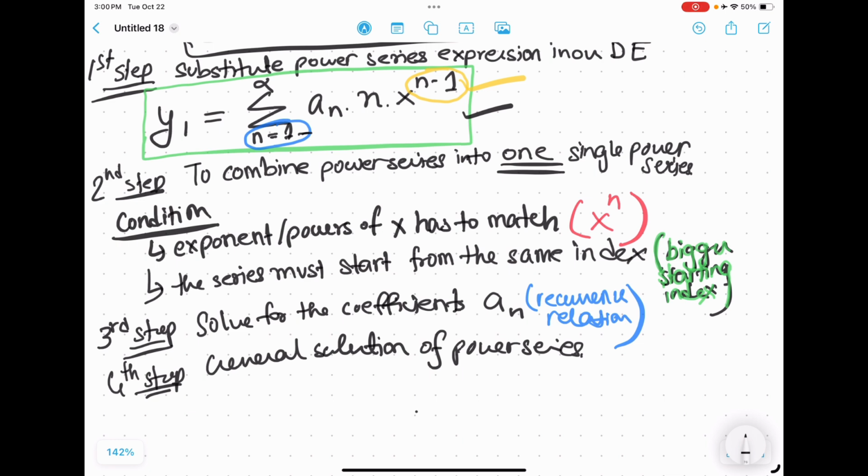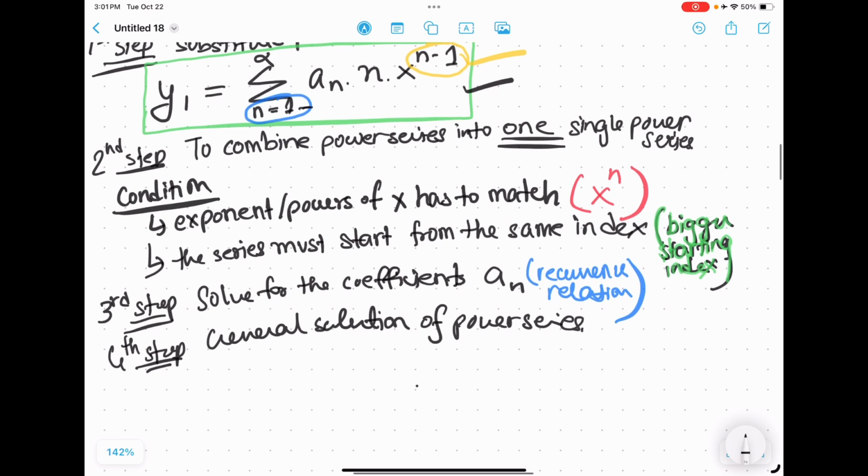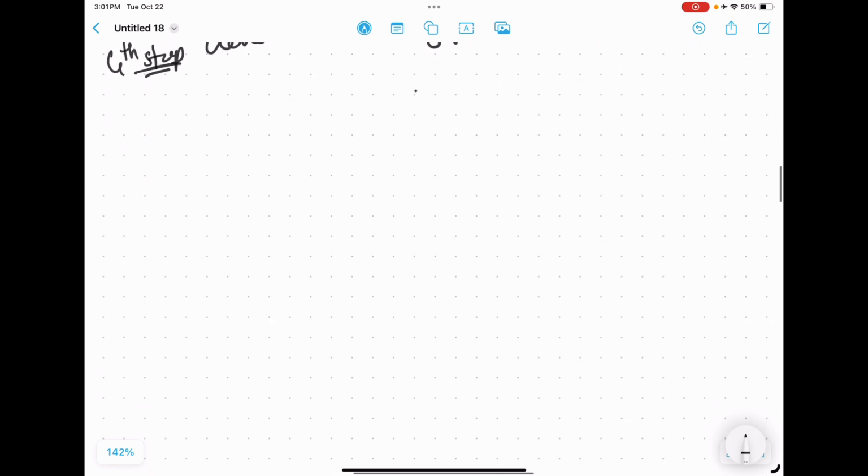Once we know what we need to do, we can subsequently work on them. So let's quickly work on our second problem without wasting any time. Let me write the question first. We have y prime minus x to the power 3, y equals 4. Like I said earlier, the first step is to substitute my general form of power series into this differential equation. So let me write out my power series again.